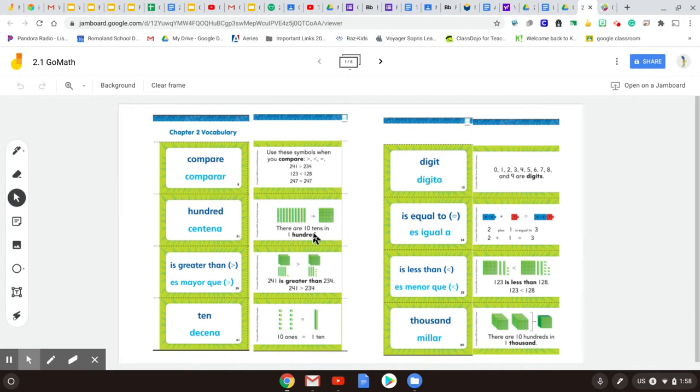So when we make the quick picture, we're just going to make a square. We're going to use greater than, 241 is greater than 234. We have our tens. Those are the same. Our digits are our numbers from 0 to 9. The equal sign we've used. Less than, pointing to the left here, 123 is less than 128. And then we're going to talk about 1,000. So 1,000, there are 10 hundreds in 1,000.